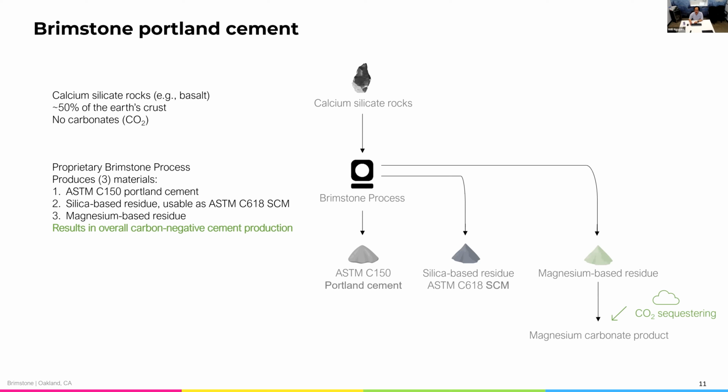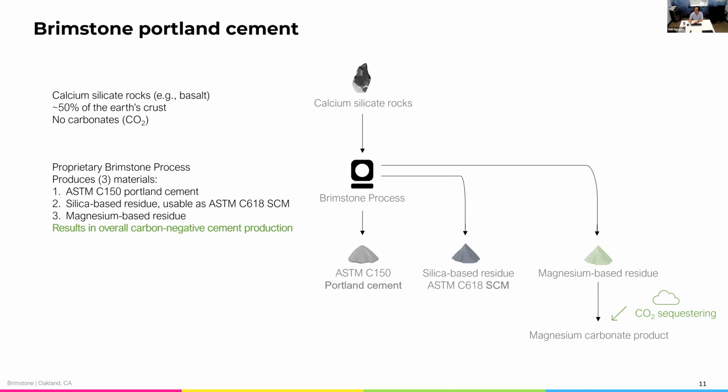And then a third product that's produced as part of our process is a magnesium-based residue. From the same process, we'll also make this residue. What's important about this magnesium-based residue is that it can react with atmospheric CO2 in ambient conditions and produce a magnesium carbonate product. This magnesium-based residue is not put into the cement and it's not put into concrete. It's just its own residue that will be set aside.